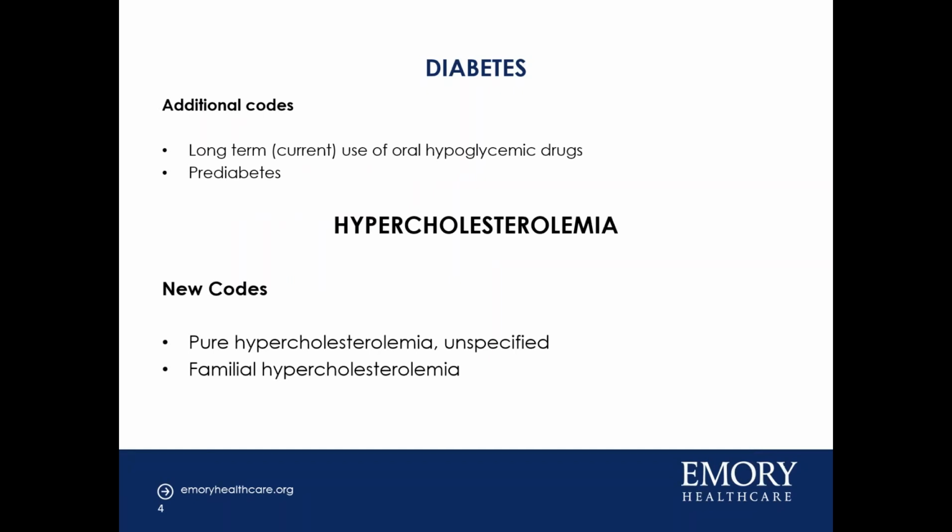And additional codes for diabetes include long-term use of oral hypoglycemic drugs and pre-diabetes. We were using a code last year that had pre-diabetes in parentheses, but they've expanded it to where pre-diabetes has its own code now. And the new codes for hypercholesterolemia are pure or unspecified, and then familial hypercholesterolemia.